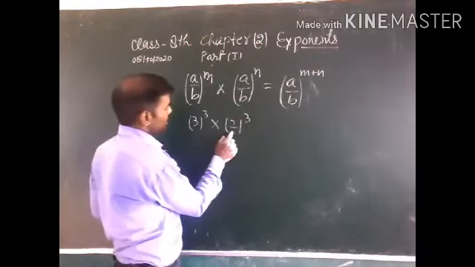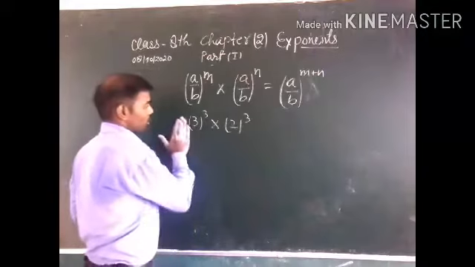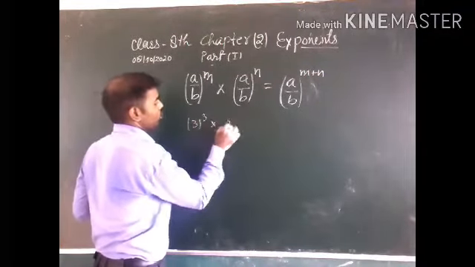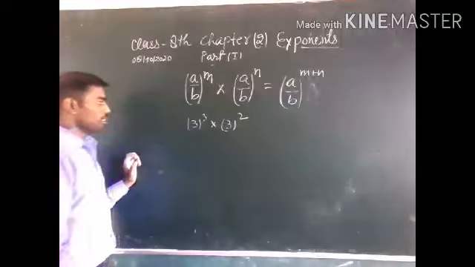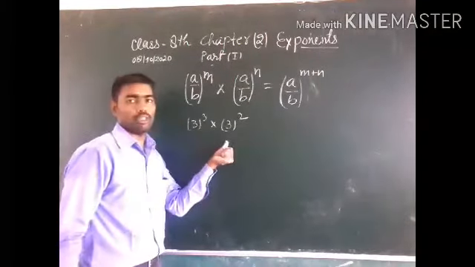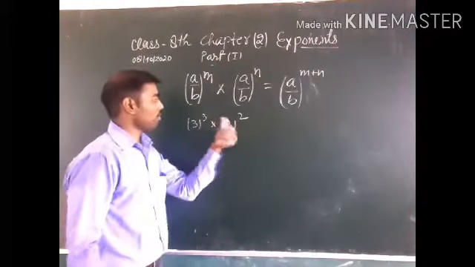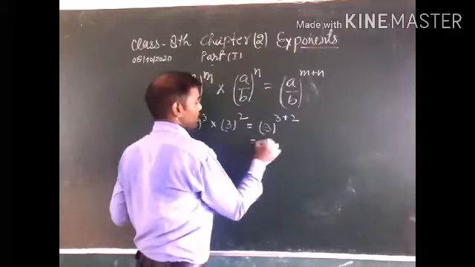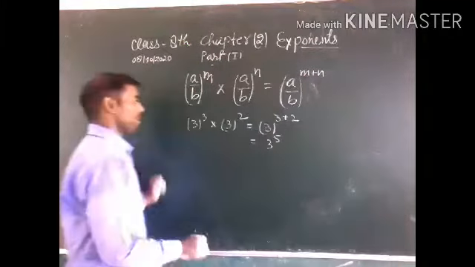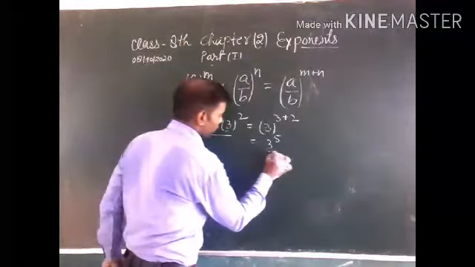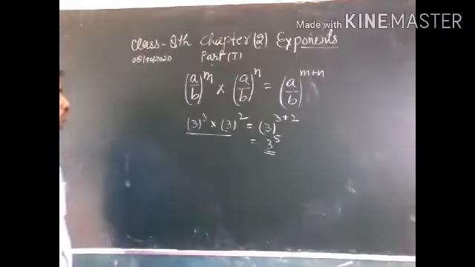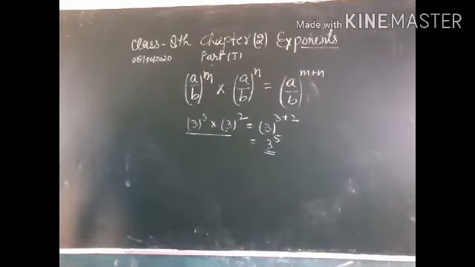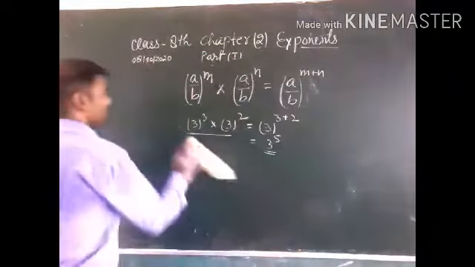Take the example 3 to the power 3 into 2 to the power 3. The base is not the same, so this is not an example. If 3 to the power 3 into 3 to the power 2, the base 3 and 3 is the same. So the powers are added: 3 to the power 3 plus 2, which means 3 to the power 5. The value of this is equal to the value of this. So you can use this formula to solve any question.